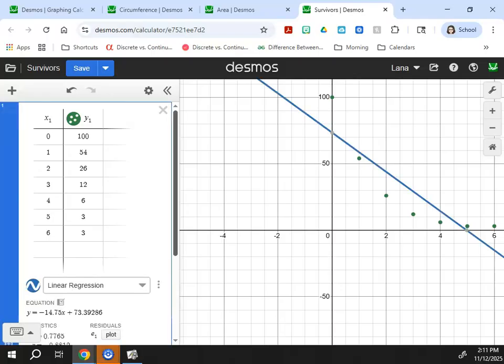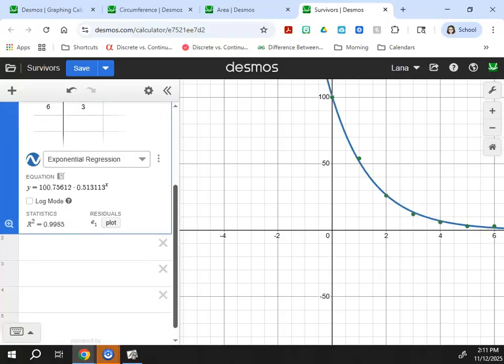Yes, exponential. So go ahead and do your exponential regression.